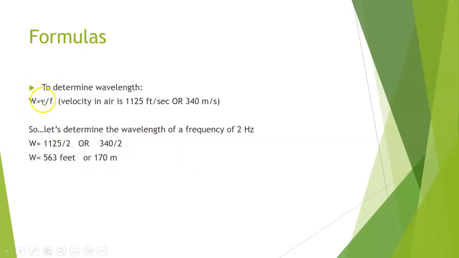So if we plug in those numbers into our equation, we have wavelength equals 1,125 divided by 2. Okay. And that equals 563 feet. And if we do it in the metric system, we can divide 340 by 2. And we get 170 meters. And these two are equivalent. One is in our American system, and the other one is in the metric system.